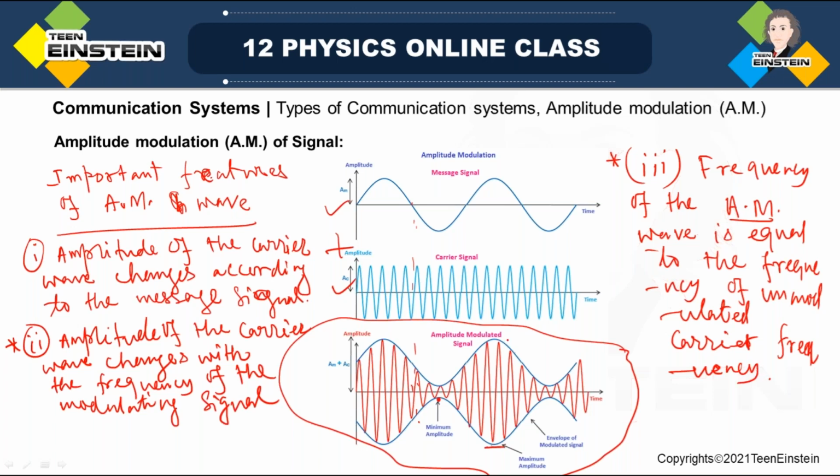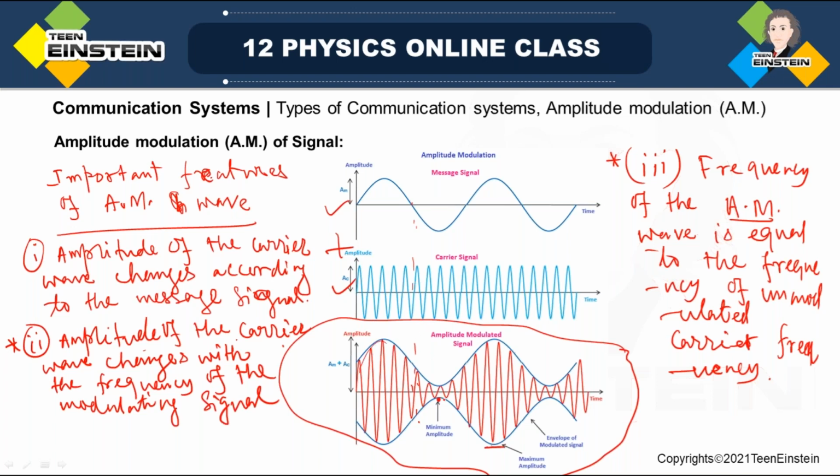That means the frequency of the amplitude modulated wave is equal to the frequency of the carrier wave. Okay, so that is what we'll see. So the amplitude of the carrier wave changes with the frequency of the modulating signal. So that we have seen, this is how it changes.